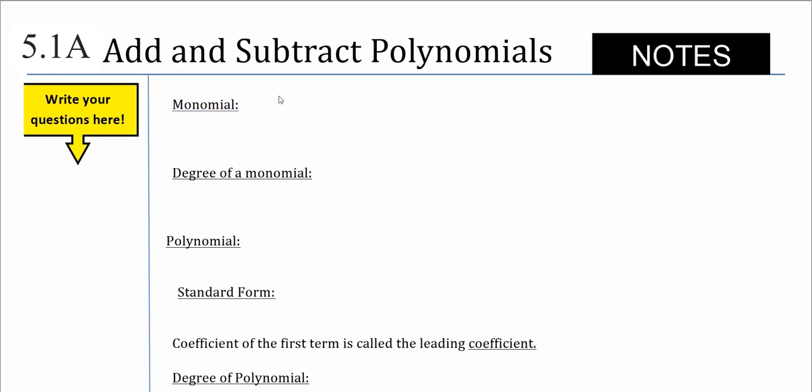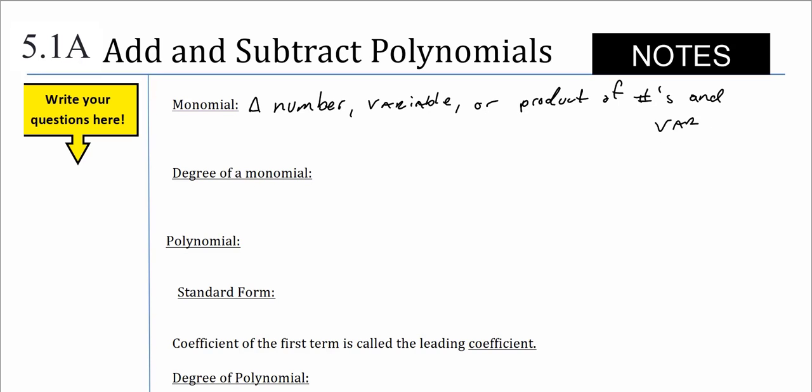And what are we going to do here? Well, I'm going to go through the definition. Okay, I'm going to write it down really fast here, and then I'm going to talk about it. Okay, so a monomial is a number, variable, or a product of numbers and variables.